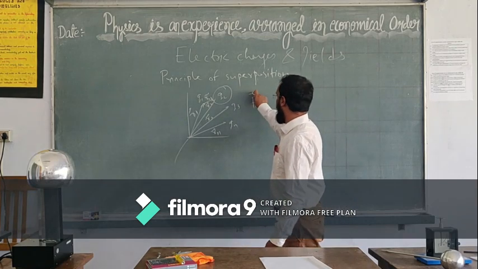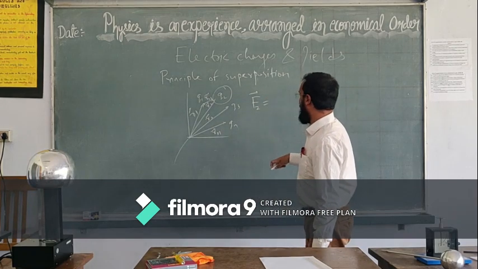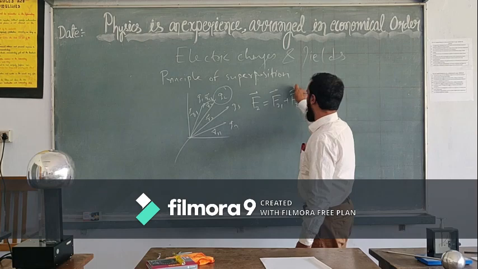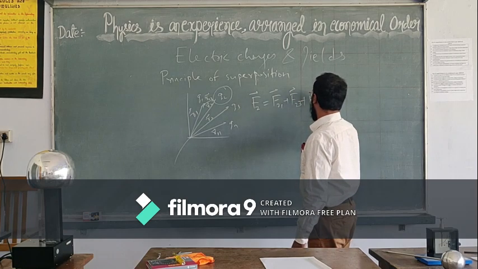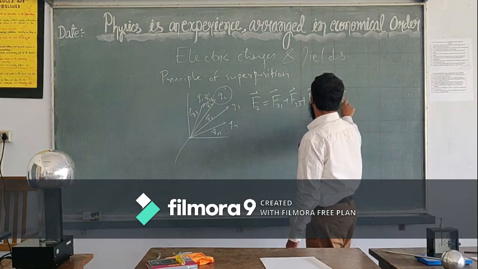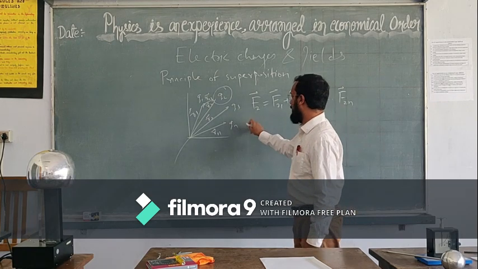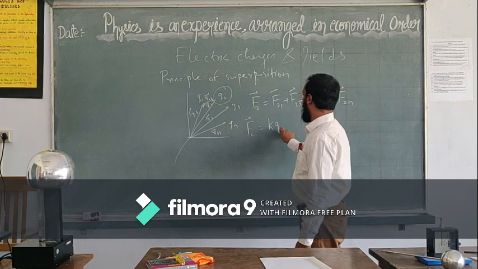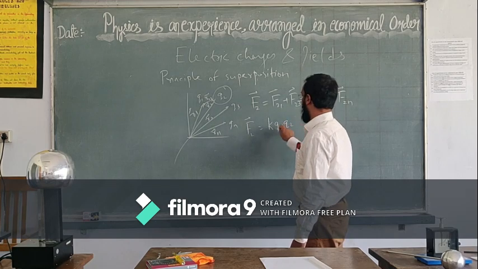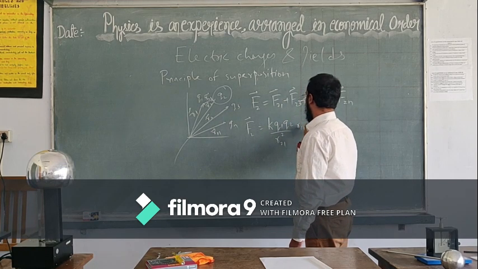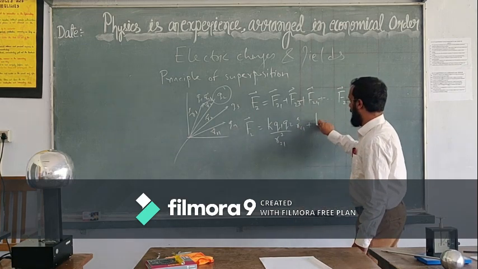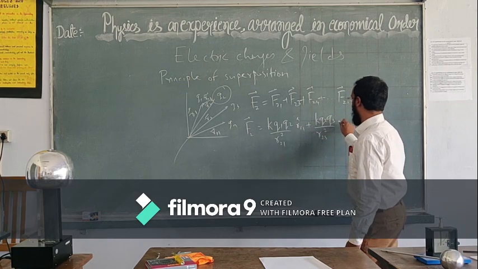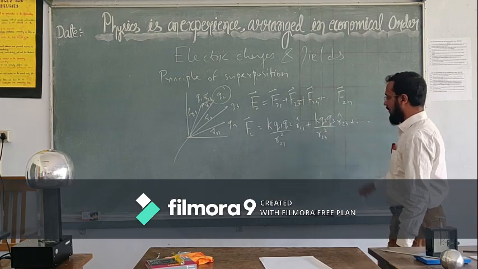So what you get is the force on 2 is equal to the force on 2 due to 1, the force on 2 due to 3, or force on 2 due to 4 and so on, force on 2 due to n. So then the force will be equal to K, in this case Q1 Q2 by R21 square R21 cap, and in this case it will be K Q2 Q3 by R23 square R23 cap and so on.